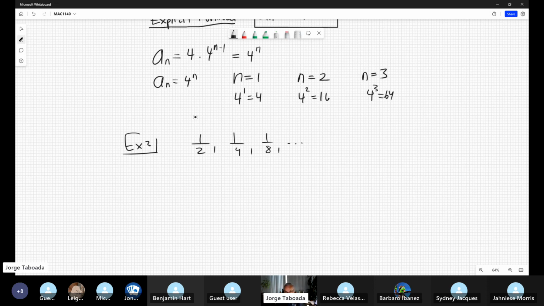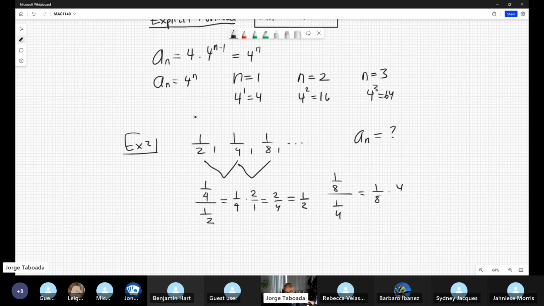The goal is to determine the explicit formula. No idea, so I suspect this is a geometric sequence. To confirm, you divide any element by the previous one. So 1/4 divided by 1/2 is 1/4 times 2/1, which is 2/4, reducing to 1/2. Likewise, 1/8 divided by 1/4 is 1/8 times 4/1, the reciprocal, 4/8, reducing to 1/2. So I discover, yes, it is a geometric sequence, and the common ratio is 1/2. So what is the formula? Well, the formula is that formula.